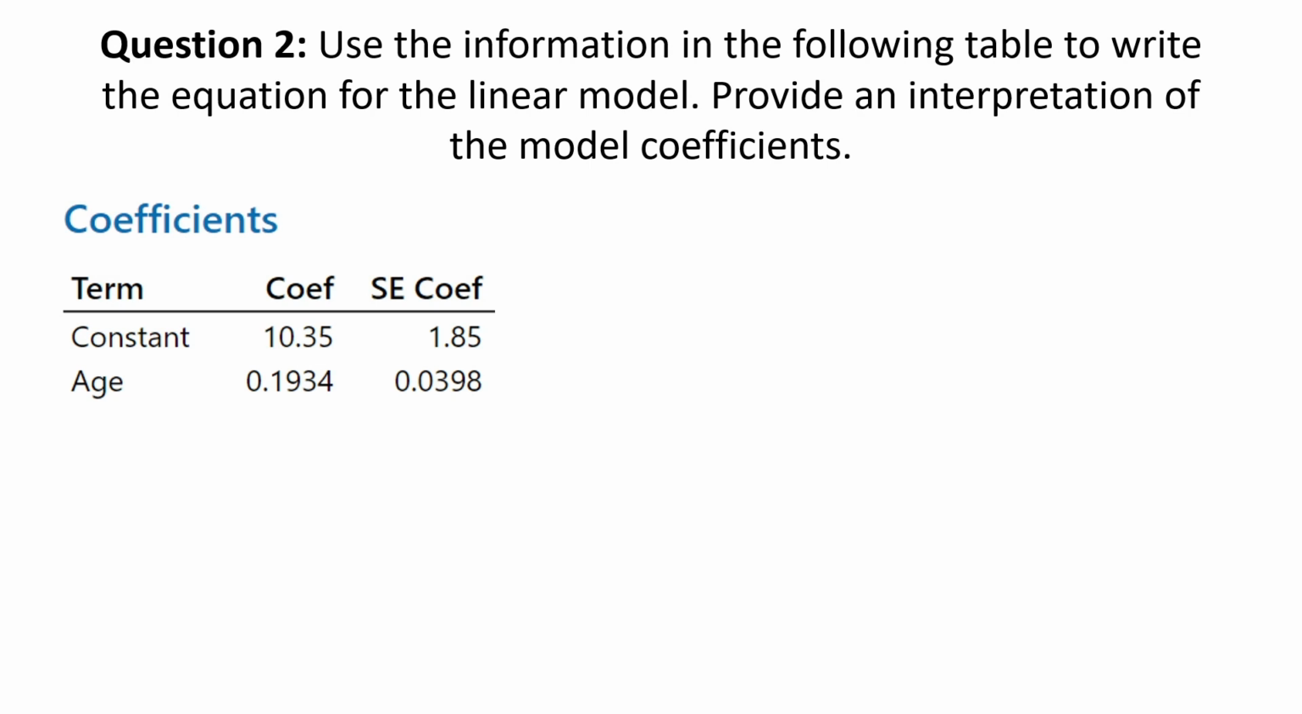The second question was to use information given by Minitab to write the equation of the linear model and then to provide an interpretation of the model coefficients. So the general form of the model is we have an estimate of the population mean response at a given value for X. And that estimate is based on these two model coefficients, an intercept and a slope.